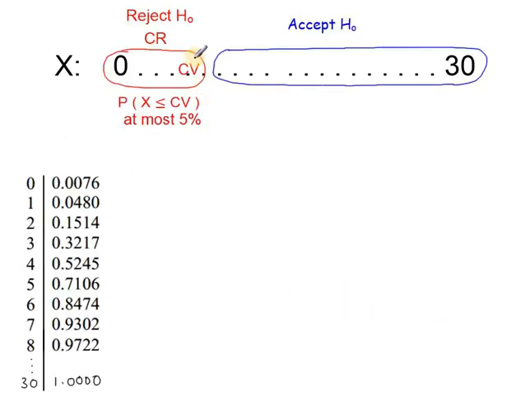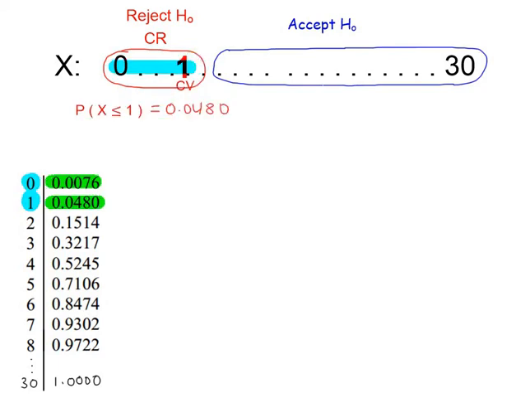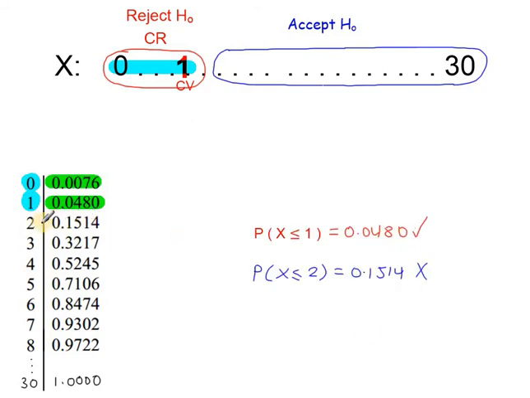To work out the critical value, we work with our 5% probability and we want at most 5%. So these are at most 5%, but this one is not. And the 0 and the 1 go inside the critical region. And that's telling us that 1 will be our critical value. P(X ≤ 1), and this probability is less than 5%, and it's good to show that 2 would not work as a critical value because the probability here exceeds 5%.